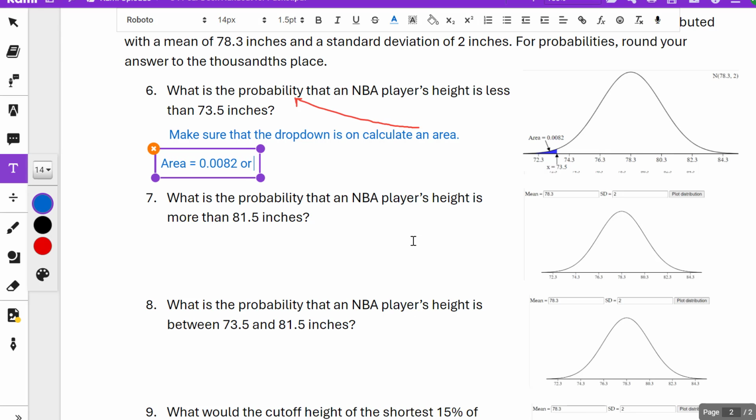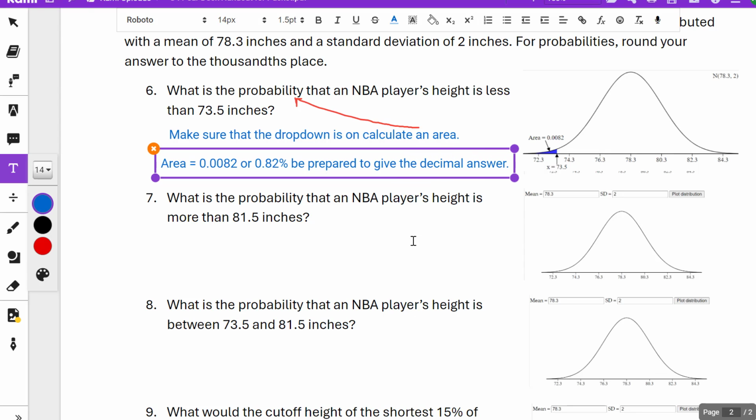Now, if you have percents, you might see this. Be prepared to give the decimal answer, not percent. All right. So sometimes we'll ask for answers in percents, but most of the time we ask for answers in decimals.